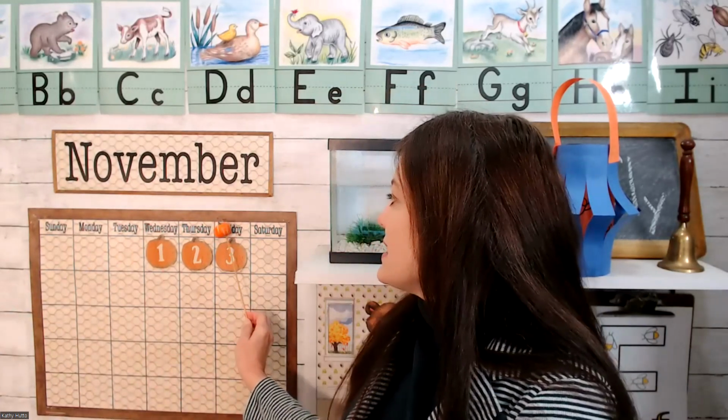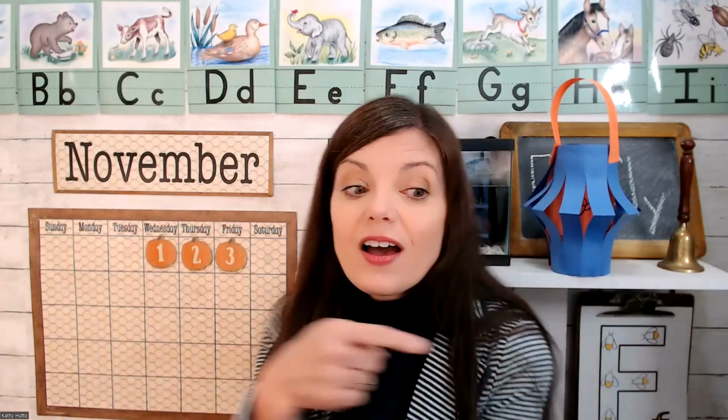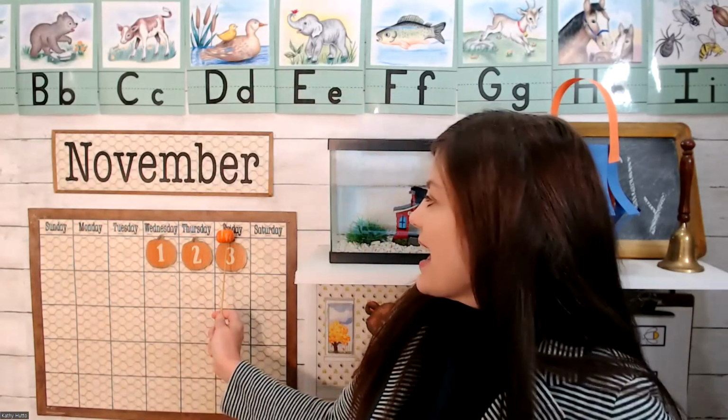If you want to know what day of the week it is, you have to go up to the top. Today starts with the letter F, which happens to be our letter of the day. Letter F says f, f, f, like a firefly blinking on and off. So what day starts with that sound? F, f, f, Friday. Today is Friday.